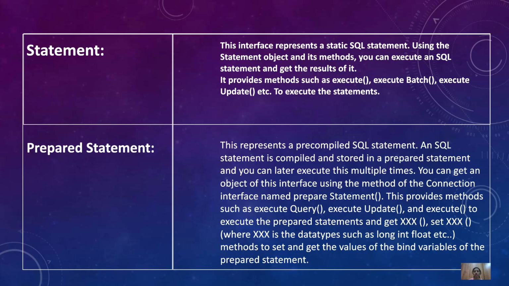PreparedStatement: this represents a pre-compiled SQL statement. An SQL statement is compiled and stored in a prepared statement and you can later execute it multiple times. You can get an object of this interface using the method of the Connection interface named prepareStatement. This provides methods such as executeQuery, executeUpdate, and execute to execute prepared statements, and getXXX and setXXX, where XXX is the data type such as long, int, float, etc. These are methods to set and get the value of the bind variables of the prepared statement.